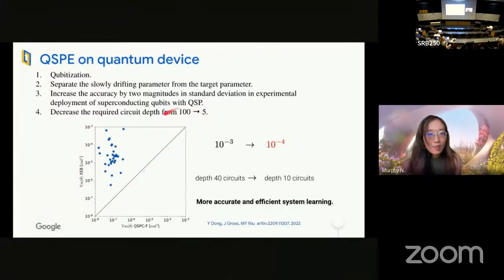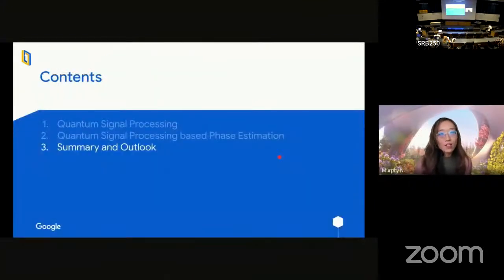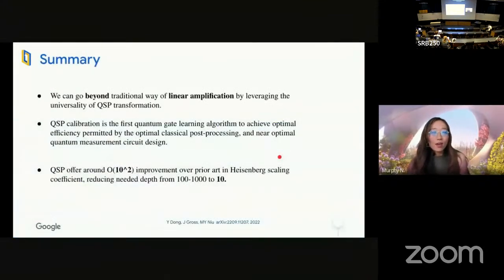Moreover, the circuit depth that we need for our method is reduced from around 100 to 5 to 10 depth circuit. So in this way, we are achieving both magnitudes of improvement in accuracy and in efficiency. So to summarize, we can go beyond the traditional way of linear amplification for learning quantum gate parameters if we leverage the universality of quantum signal processing transformation.